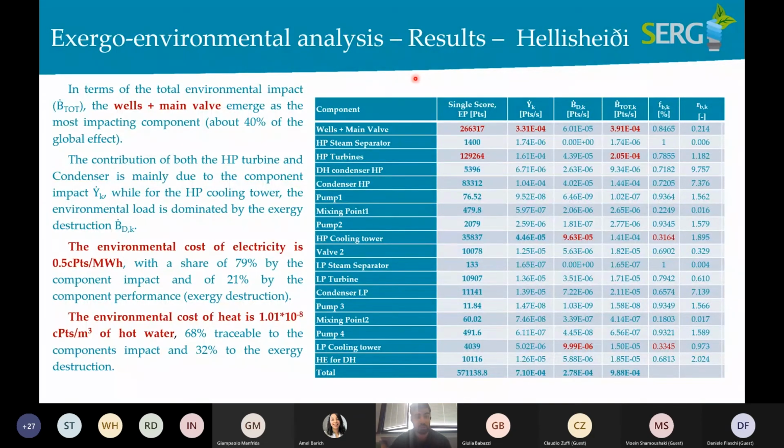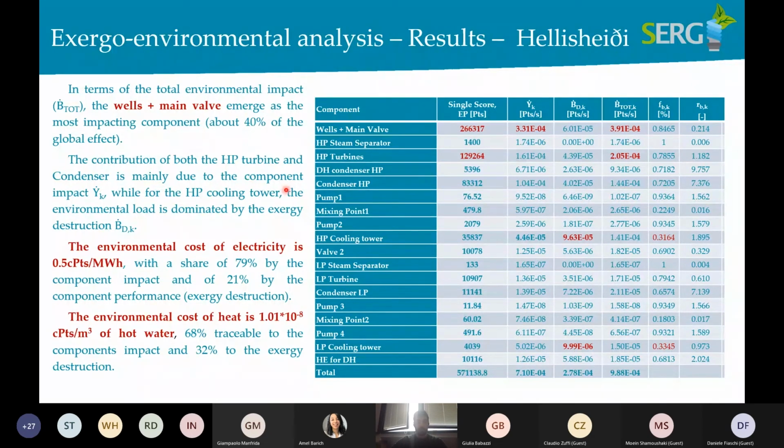And through this methodology, we finally identified the main contributors to the environmental cost and to the poor coupling between the exergy and, let's say, the environmental capital cost. Particularly, all of the components, except for the cooling towers, have a higher environmental impact component, and this is due to the high single score. On the other hand, the cooling towers have high exergy extraction and losses, and therefore this part is more relevant.